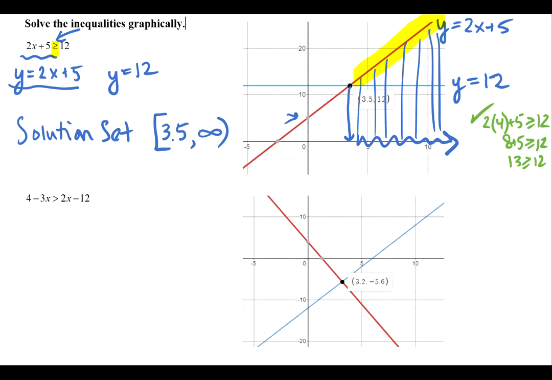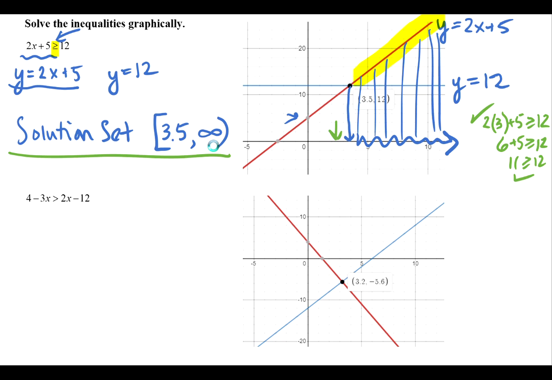If instead you wanted to put in a value that would not give us the correct result, something on this side would be something like 3. If I put 3 in, 2 times 3 plus 5 would be 6 plus 5, or 11, and 11 is not greater than or equal to 12. So we were able to check it correctly for both sides of the boundary. This looks like a pretty good result.